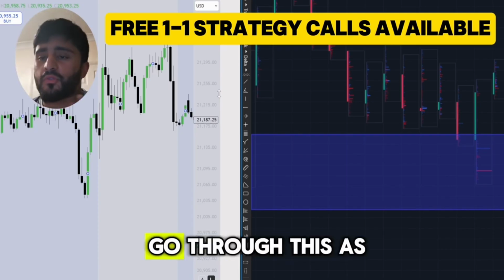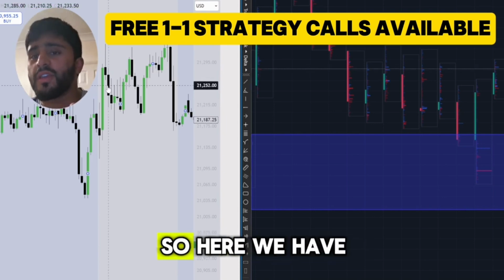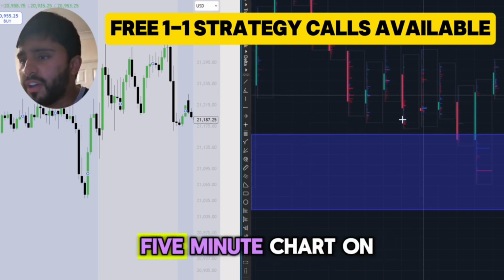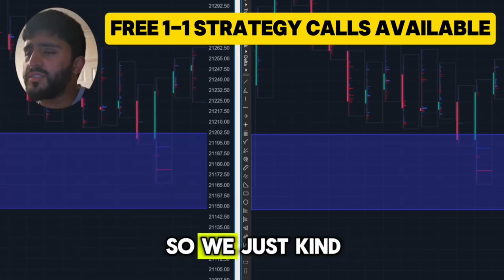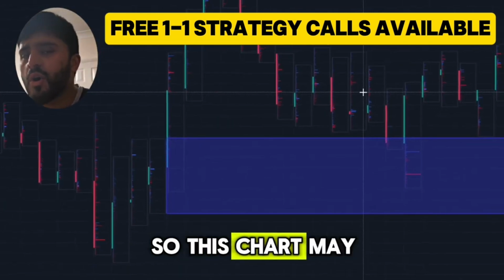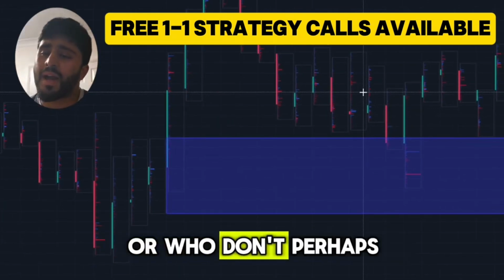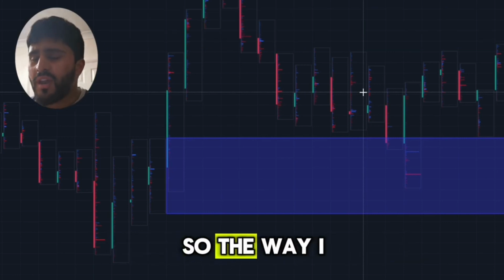So we are going to go through this as a trader, right? Here we have NASDAQ on the 15-minute chart over here, and we have the 5-minute chart on the NASDAQ over here. So if we just kind of go over this, this chart may look confusing to people who are new to my content or who don't perhaps know how I trade. The way I trade is very simple.